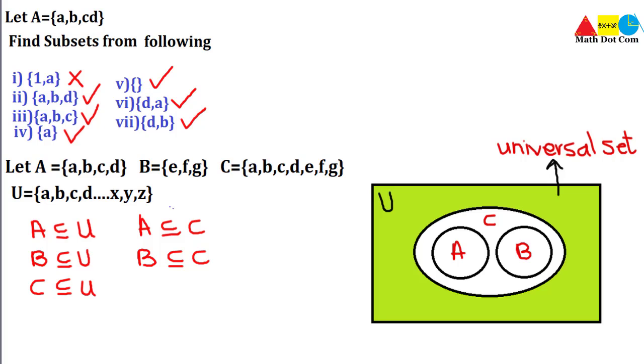Now it is clear from here that A is a subset of U as well, because A is placed inside U, this green area. Then B is a subset of U. B is also placed inside U, and C is also placed inside U, and A and B are placed inside C because A and B are subsets of C. So this is how you can represent subsets in terms of a Venn diagram.